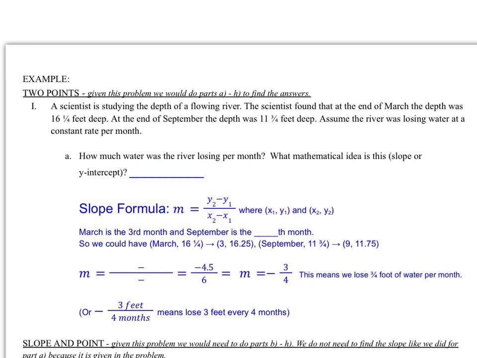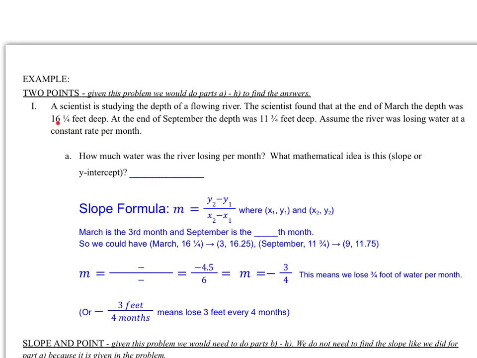So we're given this scenario, a problem. A scientist is studying the depth of a flowing river. Scientists found at the end of March the depth was 16¼ feet deep. At the end of September, the depth was 11¾ feet deep. Assuming the river is losing water at a constant rate per month, how much water was the river losing per month? And what mathematical idea is that? Is that slope or y-intercept?